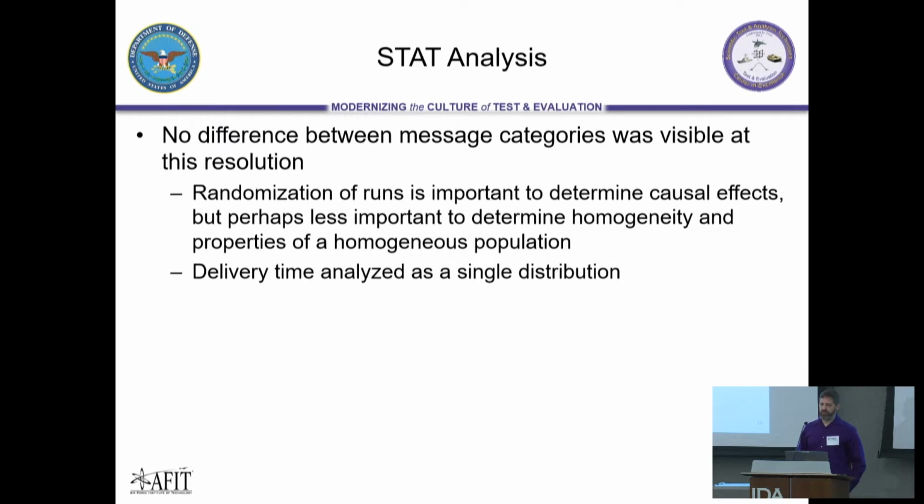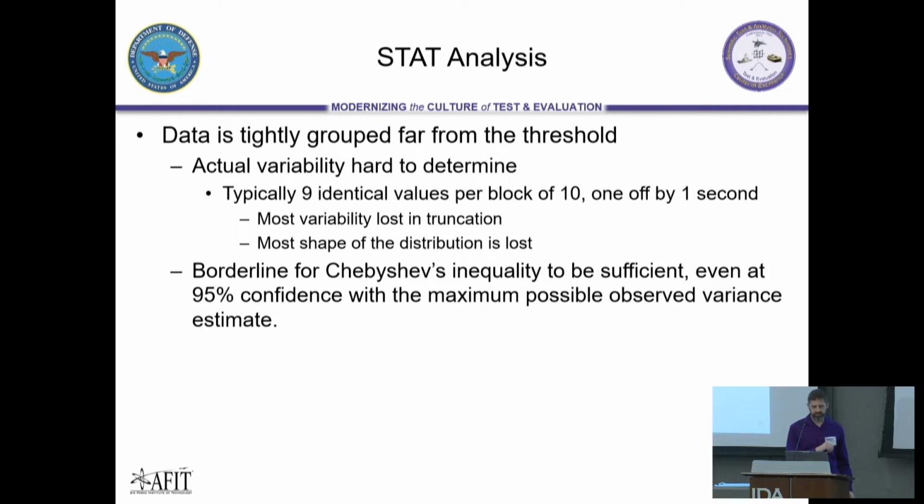So we were able to analyze it as a single distribution, which would give us more power for determining whether or not the requirements were met in the most strict case. We found the data was very tightly grouped, far from the threshold. The actual variability was hard to determine because in a block of 10, we would have 9 identical values and the 10th off by 1.